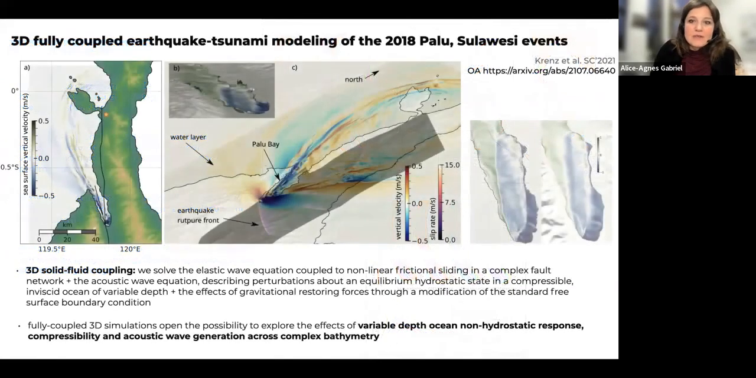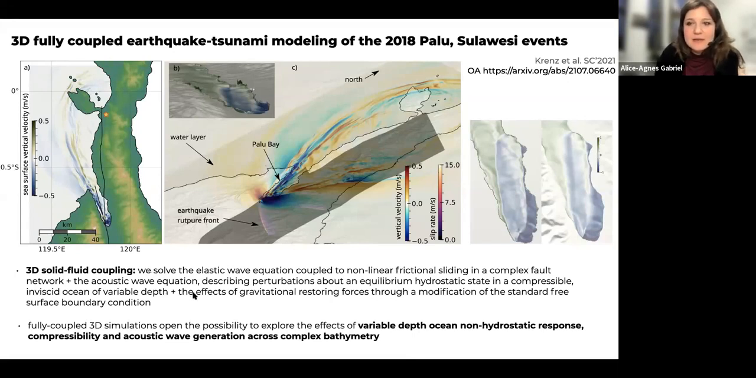And what we could do next, I have a couple of slides about that. We've been looking into stepping away from this linking, which is kind of cumbersome for a couple of reasons, by trying to develop 3D fully coupled earthquake tsunami models.